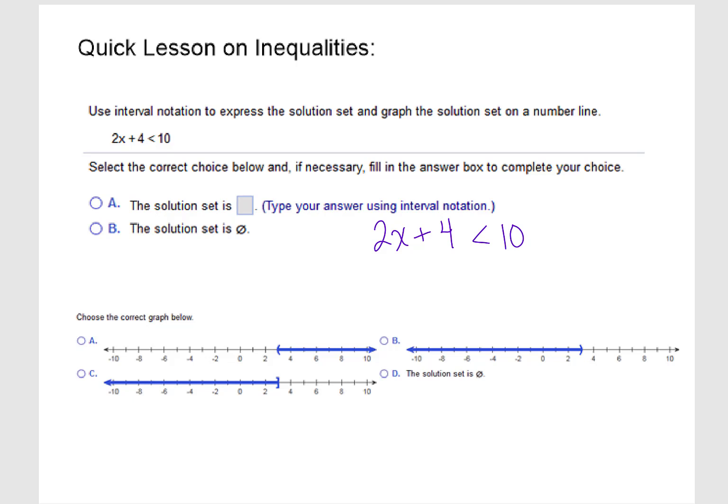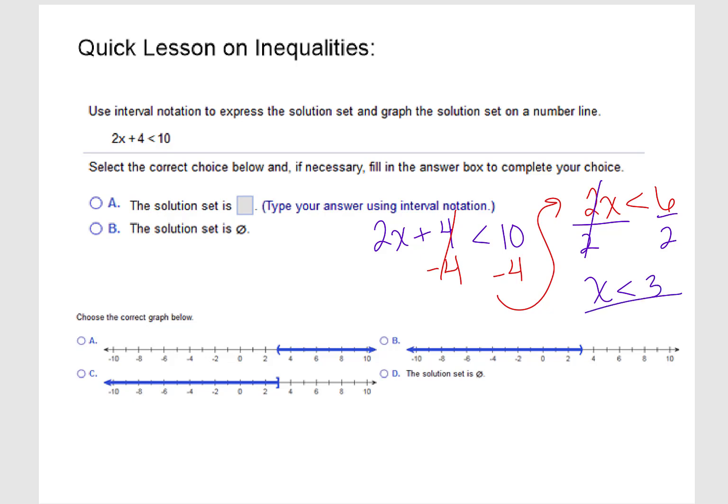Just like in a regular equation, I'm going to start trying to isolate x. So I'm going to start undoing things on the side that has x. Both my sides are simplified, so I can't do anything there. On my left side, I'm going to get rid of that 4, and do it on the other side too. So now I have 2x is less than 6. I'm going to divide by 2, so then I get x is less than 3.